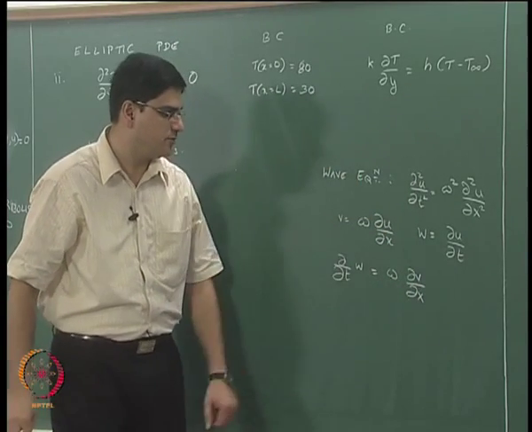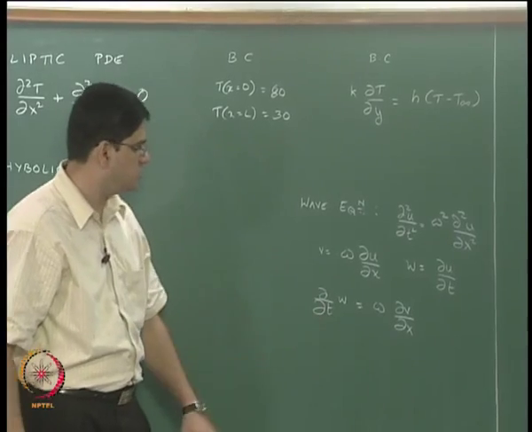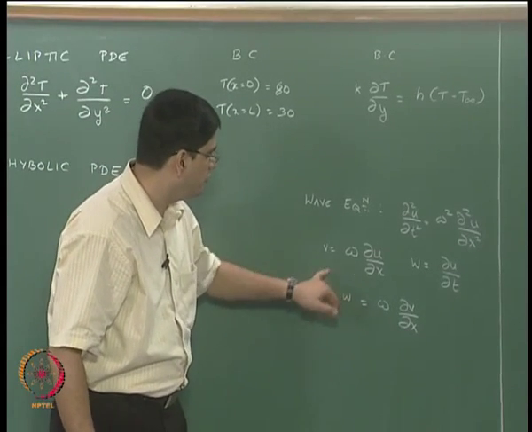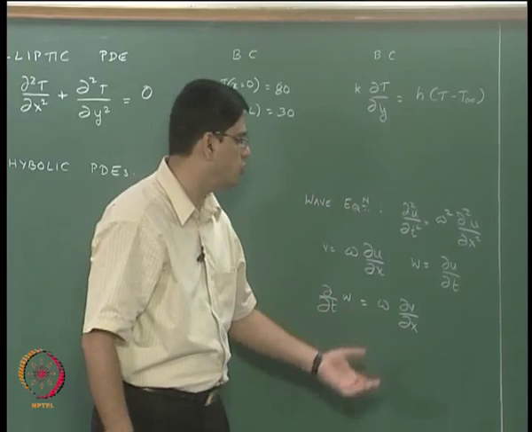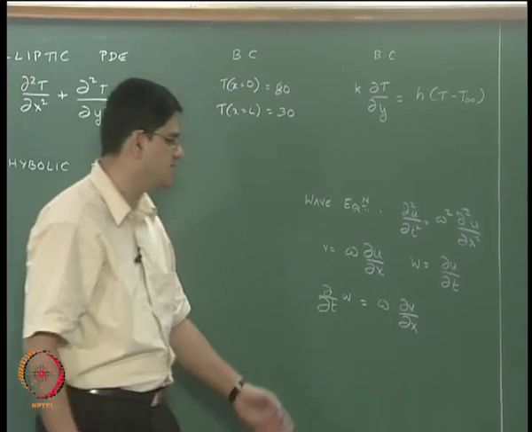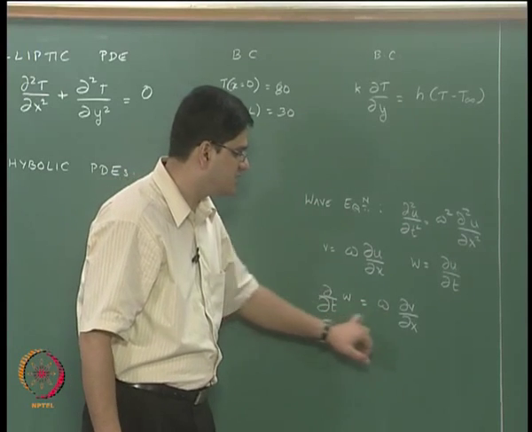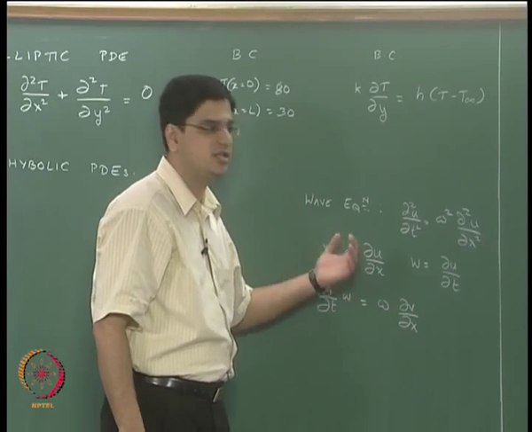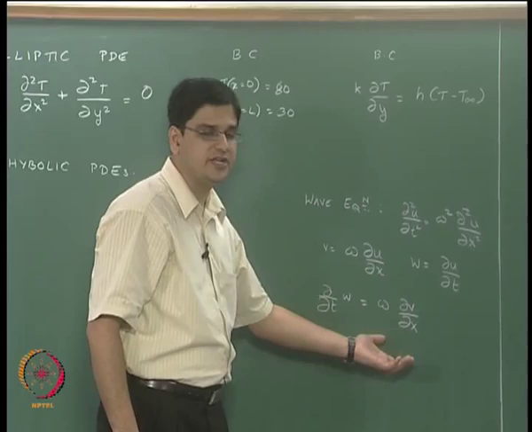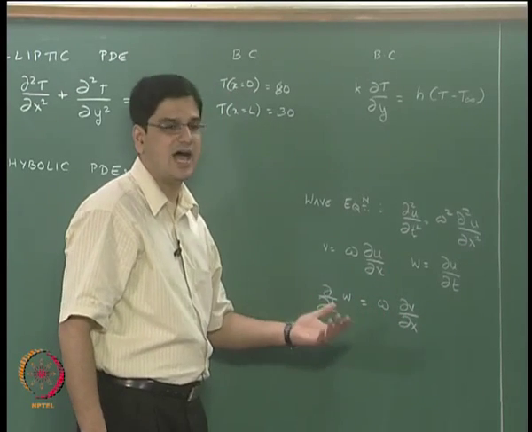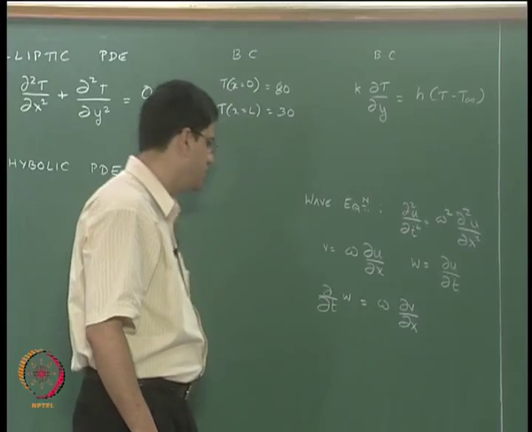Okay, that is going to be one equation, and the other equation is going to be dou v by dou t equal to omega dou w by dou x, and so we will have two equations and two unknowns, and these two equations are essentially linear first order PDEs, and linear first order PDEs written in this form have a hyperbolic nature.